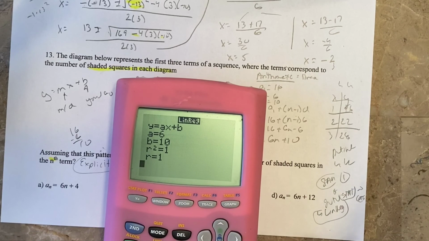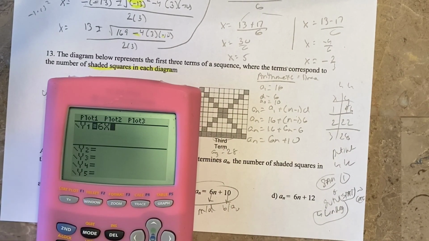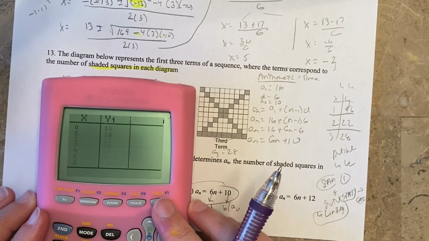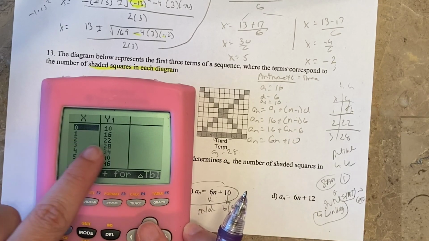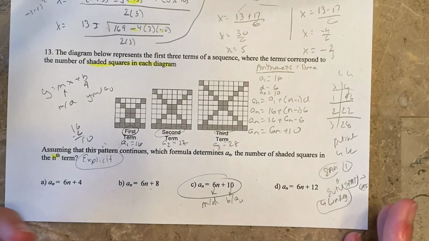So that's it. The only other thing I can think of is maybe to do it this way, 6x plus 10, and then look at the graph and see which one gives you 1 is 16, 2 is 22. So again, on multiple choice, there are so many different ways you can figure it out. You technically don't have to show any of the work.